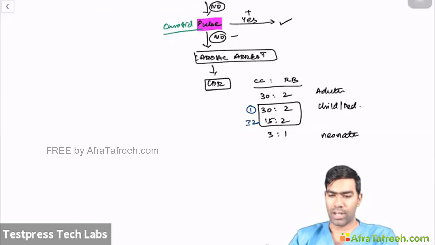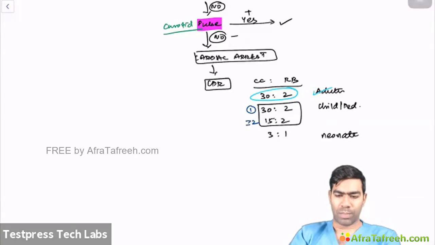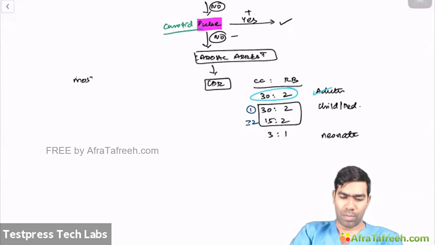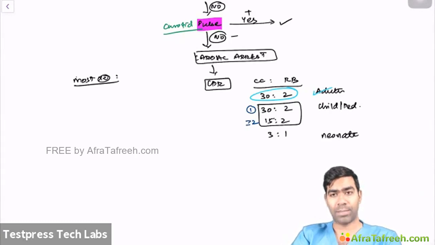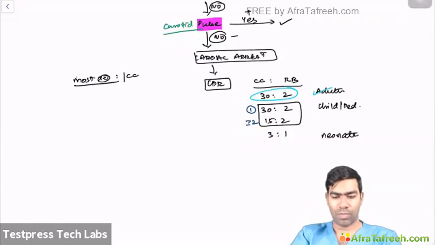So it depends. For adults is what examiners will ask. So it's always 30:2. That's for adults. Clear. So now you're starting to do the CPR. Suppose they ask you what is the most important component of a CPR, this is a very common question in the majority of the exams. Suppose they ask you the most important component of CPR, I'll always go for chest compression. Chest compressions are very, very important.